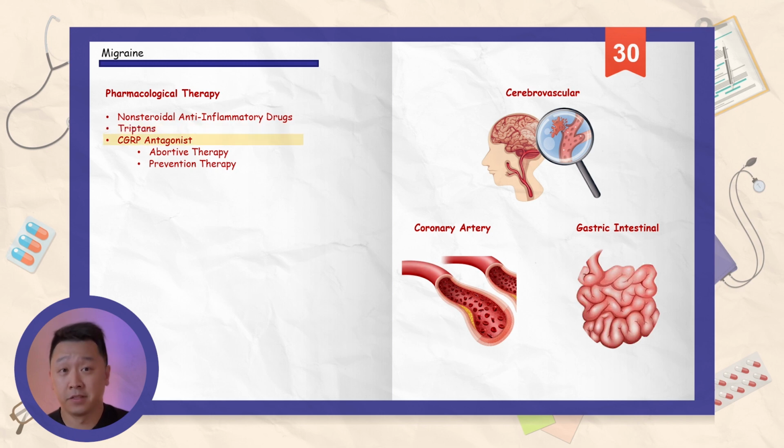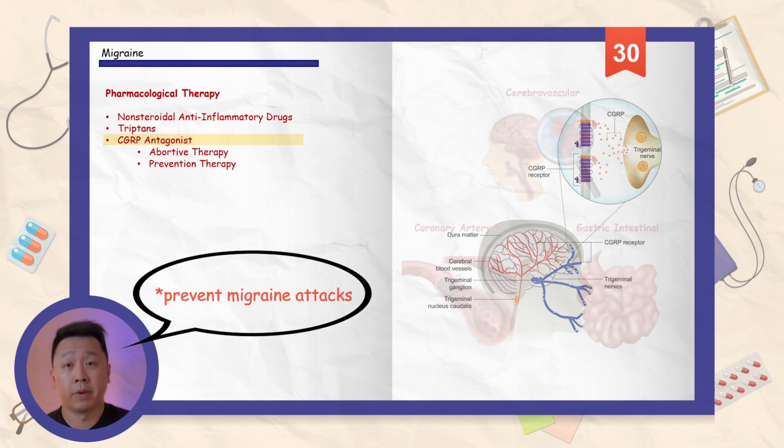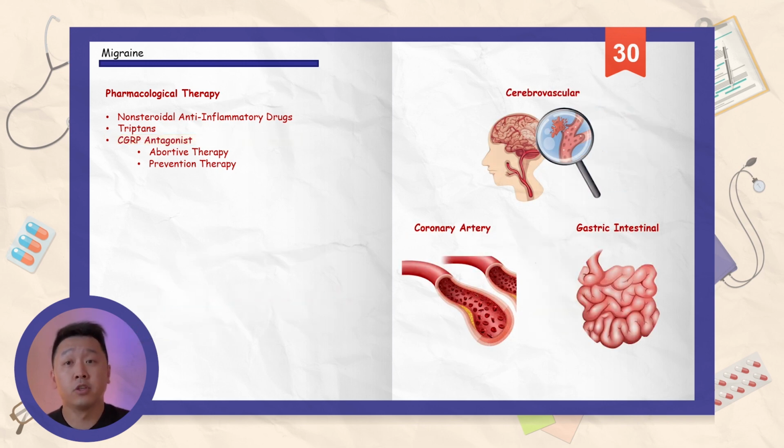Finally, we have the CGRP antagonists, which are drugs that bind to the CGRP receptors. Remember from previously that CGRP is a neuropeptide responsible for causing vasodilation. The binding of these drugs to the CGRP receptor effectively inhibits vasodilation of the cerebrovascular vessels and ultimately may prevent migraine attacks. Some of the drugs within this class of medication may also be indicated for abortive therapy or acute attacks, as well as prevention.